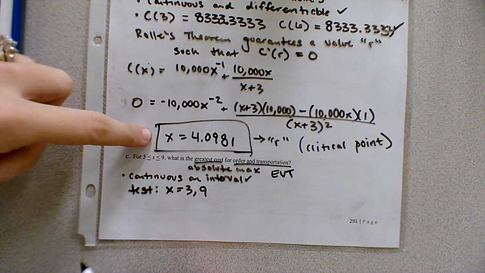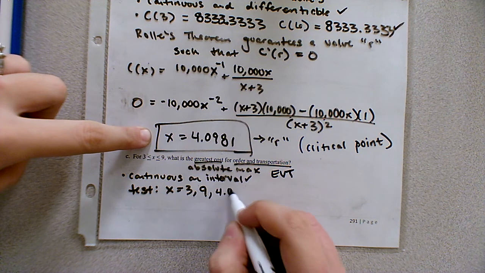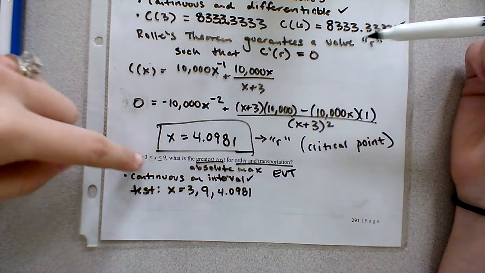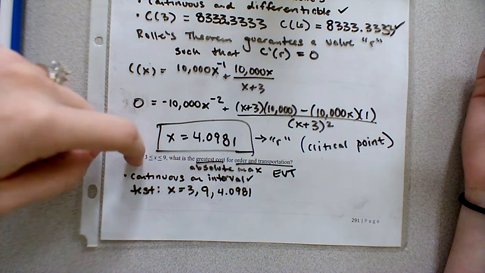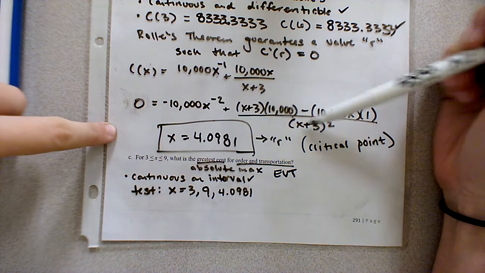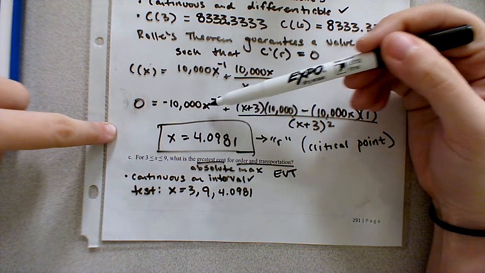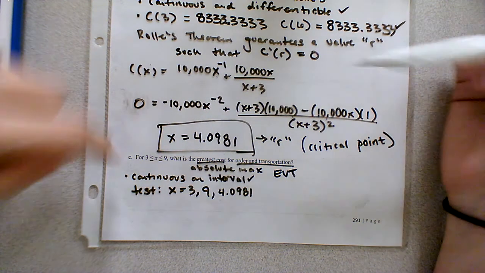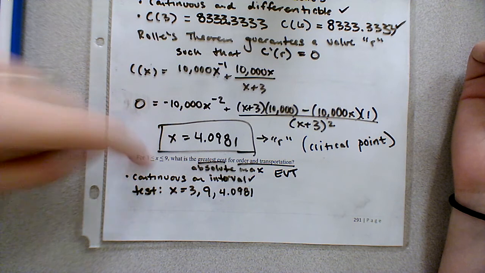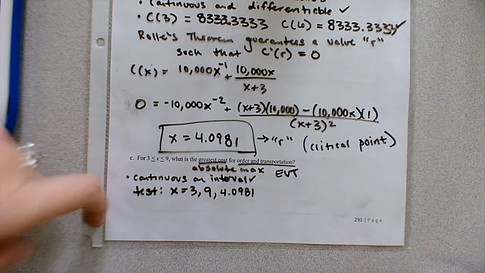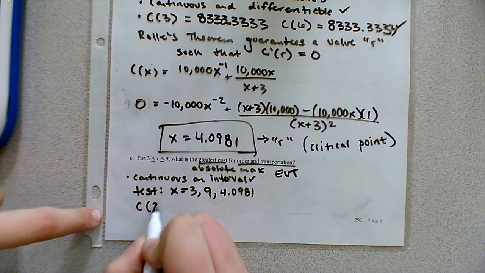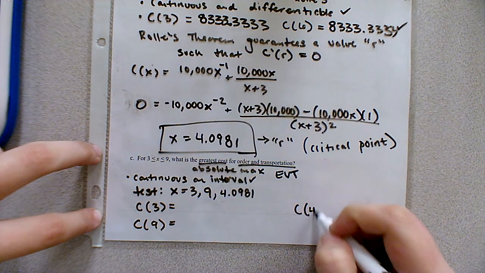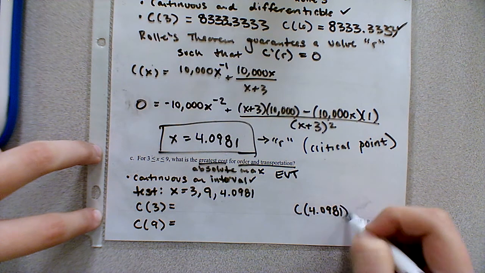And that's where part B can kind of help us out. This 4.0981, because that's where our derivative was 0, and notice how that's within the interval as well. We also should be aware that -3 and 0 would be critical points, because that's where our derivative is undefined, but those aren't within the interval either. So we essentially have to check these three values. So C of 3, C of 9, and then C of 4.0981.